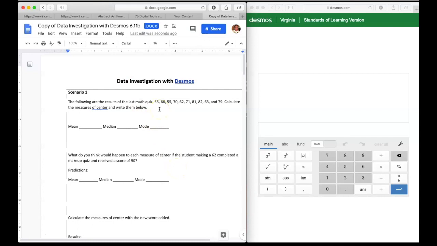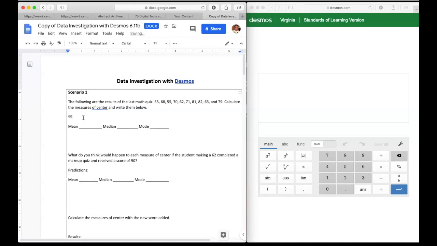Scenario 1: the following are the results of the last math quiz. 55, 68, 55, 70, 62, 71, 81, 82, 63, and 79. Calculate the measures of center and write them below. So we're talking about measures of center. Again, habit becomes something that we do all the time. So I'm going to go ahead and place them in ascending order. If I place these in ascending order, and you go ahead and do the same thing, I'm going to use the keyboard, so you're not going to see me type.